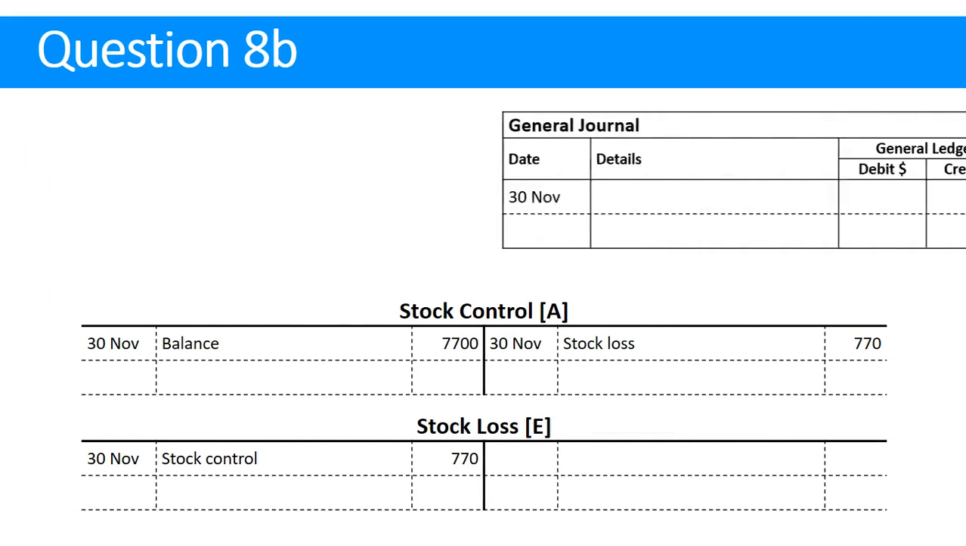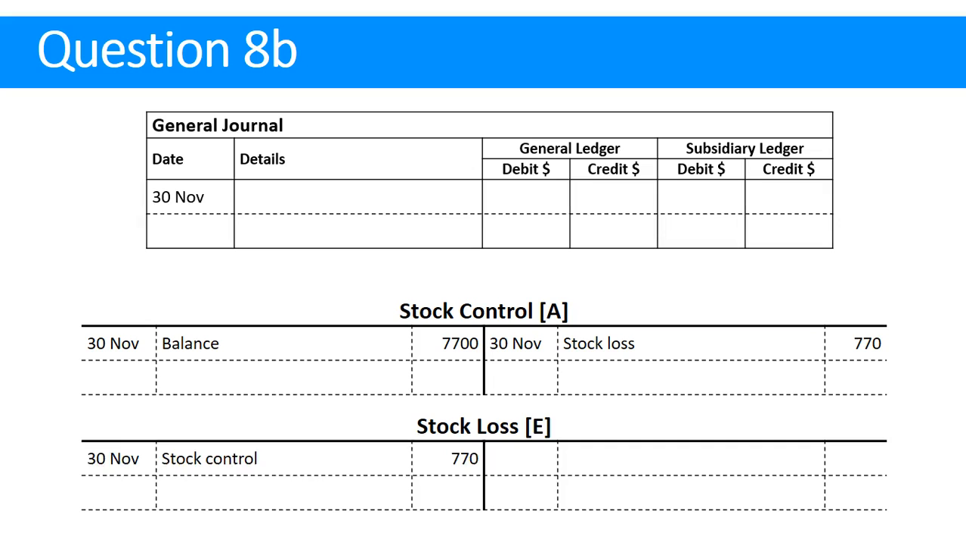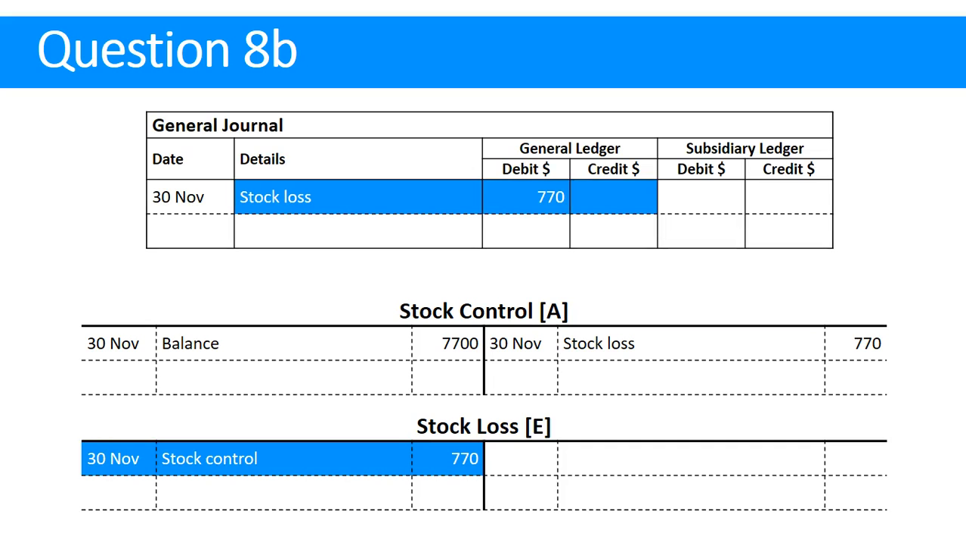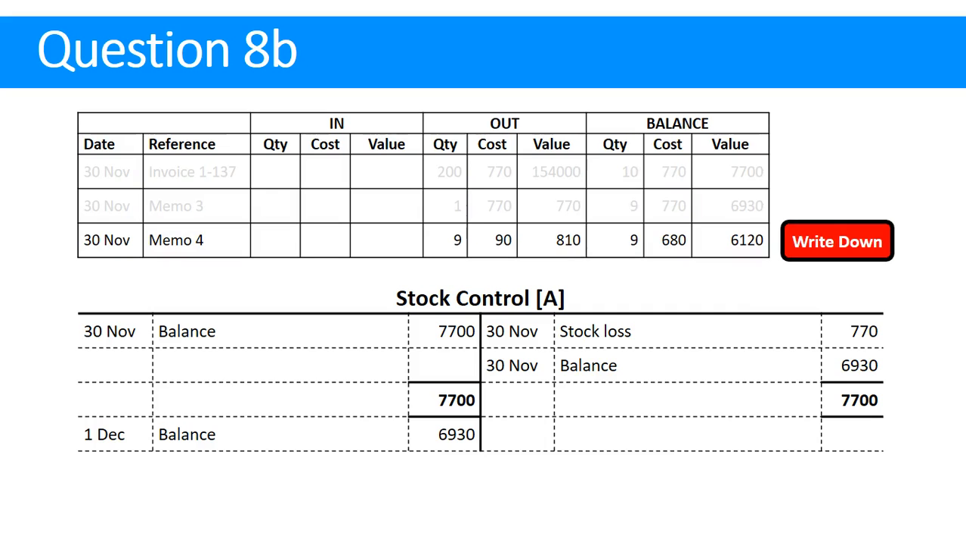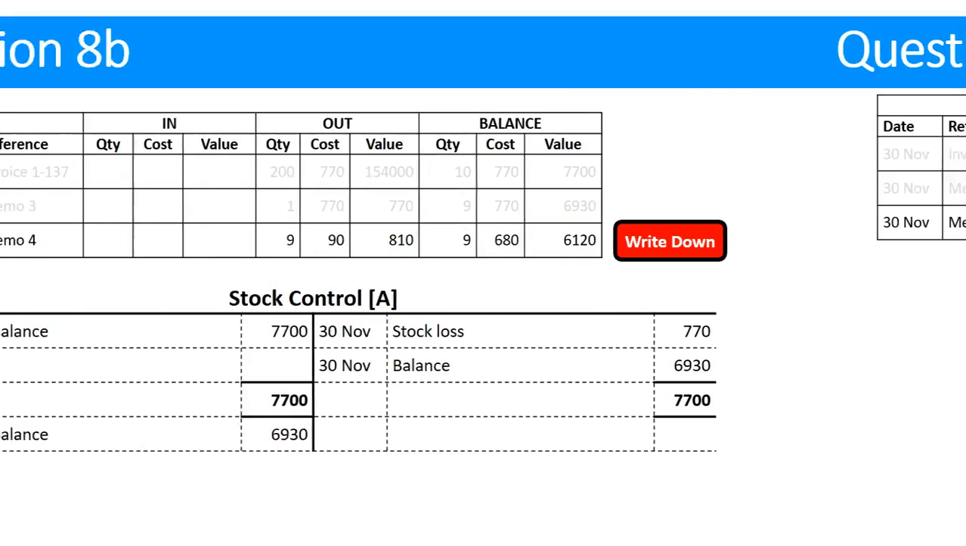So what did that look like in our general journal? Well, we did a debit to stock loss of $770 and a credit to stock control of $770. We don't need to use the subsidiary ledger columns. They're only for debtors and creditors. The next entry we did was this: we've got stock with a balance of 6,930 in total, and then we're going to do a write down for $810 to leave a final balance of 6,120.